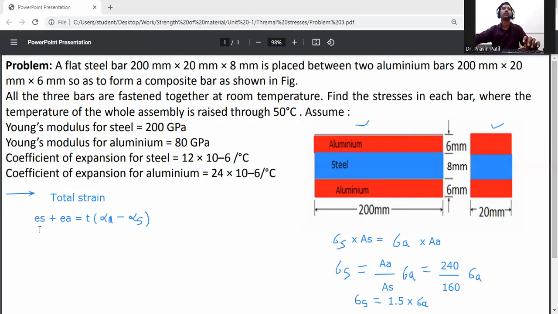Okay. So ES means stress by modulus of elasticity. The modulus of elasticity is stress by strain. So that's why it will become sigma S by ES, then plus sigma A divided by EA, is equal to T in bracket alpha A minus alpha S.